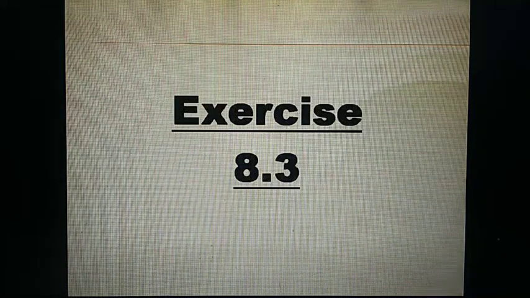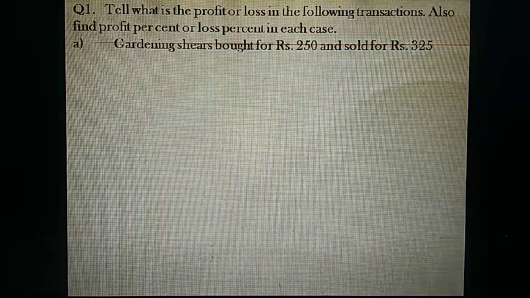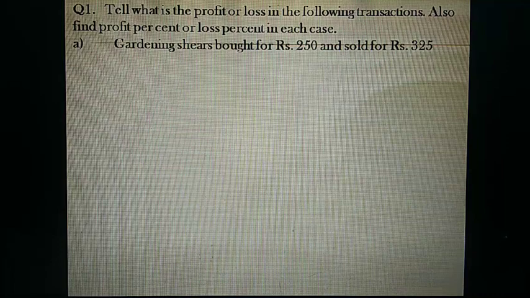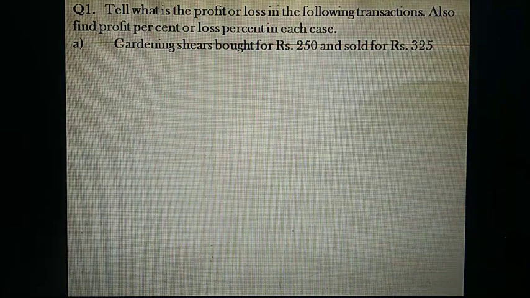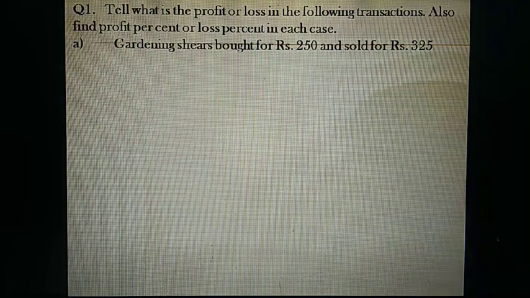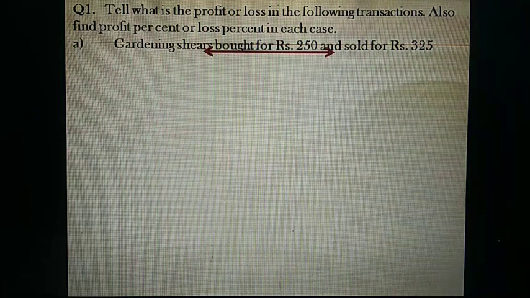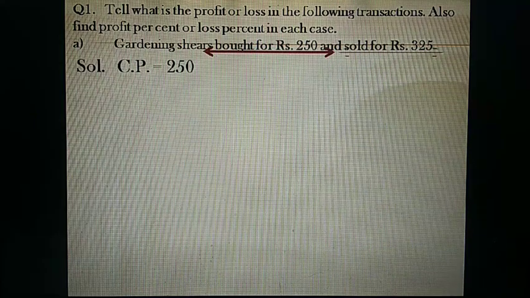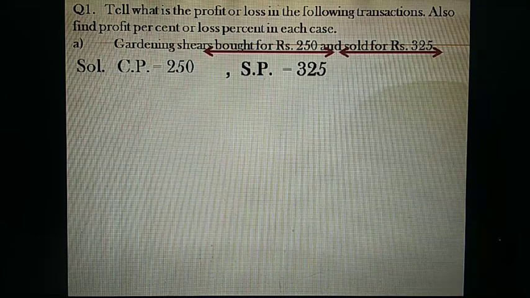Now let's solve some sums related to the terms I explained to you. Moving to exercise 8.3, question number 1. Tell what is the profit or loss in the following transaction. Also find profit percent or loss percent in each case. Number 1. Gardening shears bought for Rs 250 and sold for Rs 325. Bought means cost price. Sold means selling price.